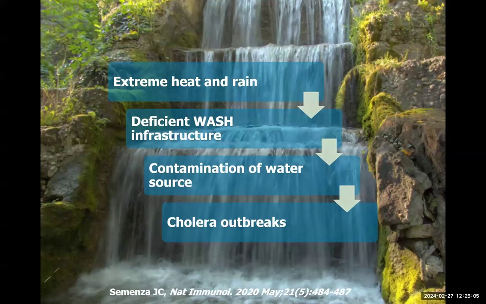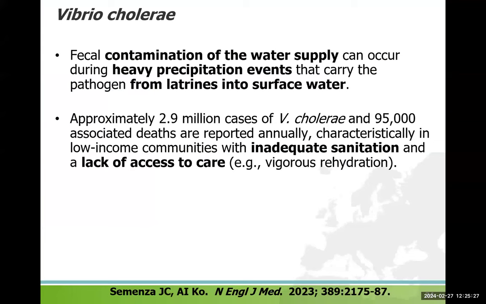It turns out that heat is also a potential driver of these cascading risk pathways. And in this case, the vulnerability is a deficient water sanitation and hygiene system. The WASH system infrastructure is deficient, and that contaminates the water source that can potentially lead to cholera outbreaks. And in fact, cholera is a pathogen that can potentially contaminate the water supply after a heavy precipitation event. And that is an issue if the latrines stand in areas with a high water table where it can get in touch with surface water.